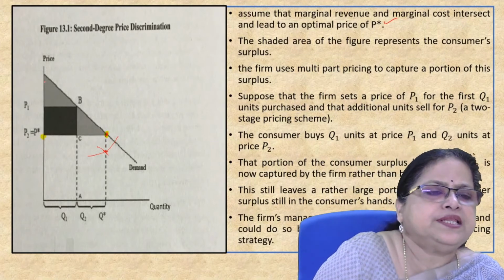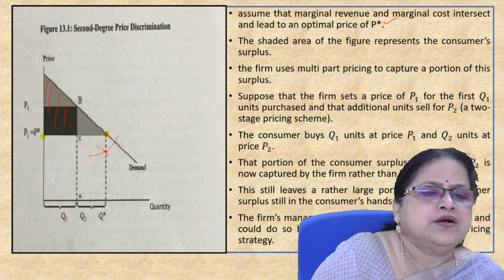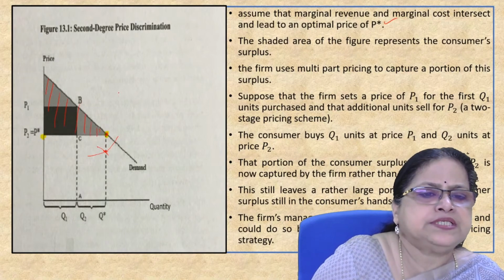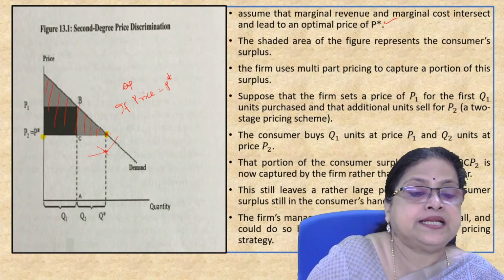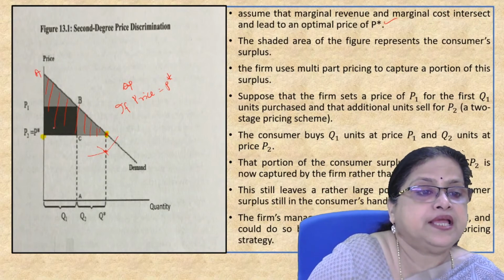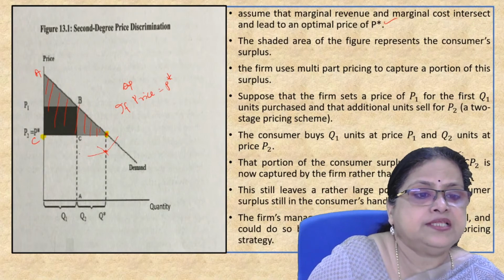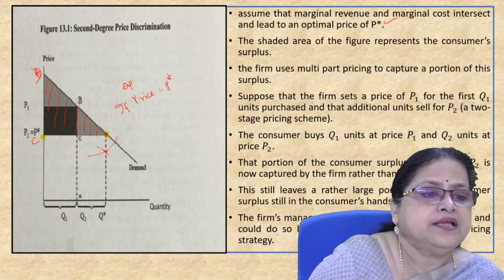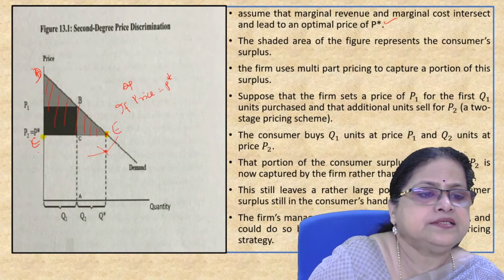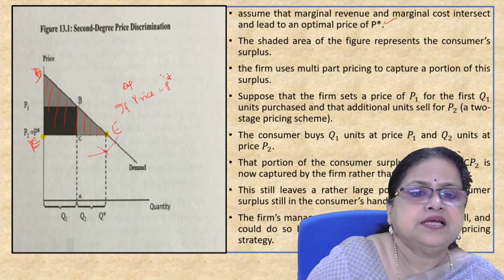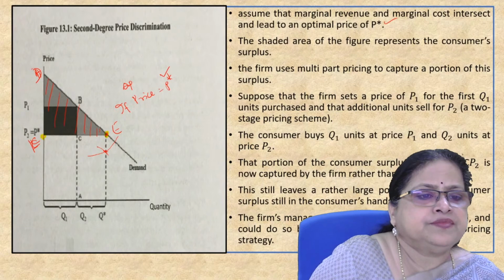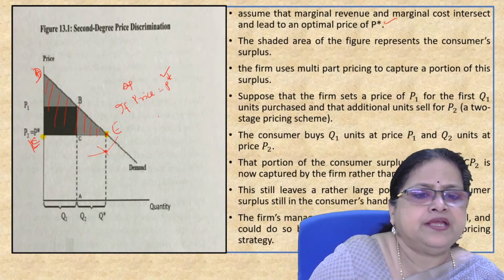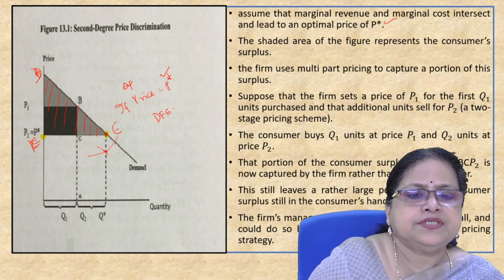The shaded area, this whole area, was consumer surplus if the price was charged equal to P star. Suppose this is A and this is C. The C is already there, A, B, C is already there. Suppose this is E and this is F. So if price is charged at P star, consumer surplus is actually D, F, E. DFE is the consumer surplus.